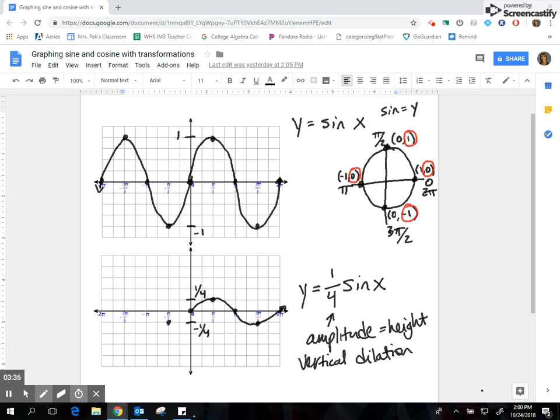And of course, I can go back the other direction with heights of 1/4, amplitude of 1/4 in our circle. And that's it for amplitude change.